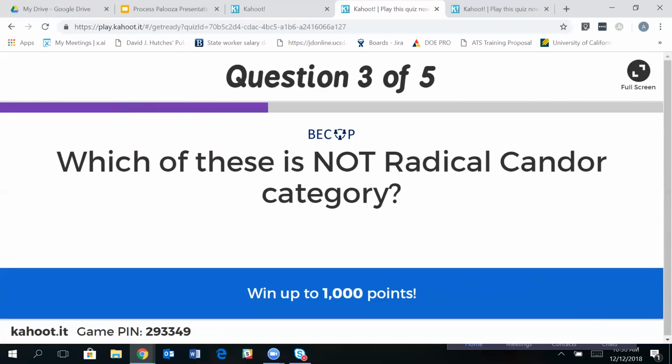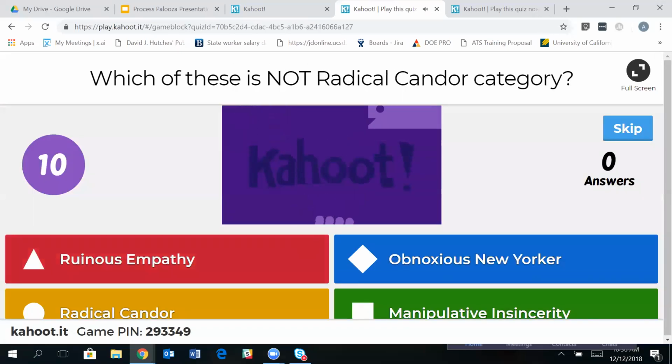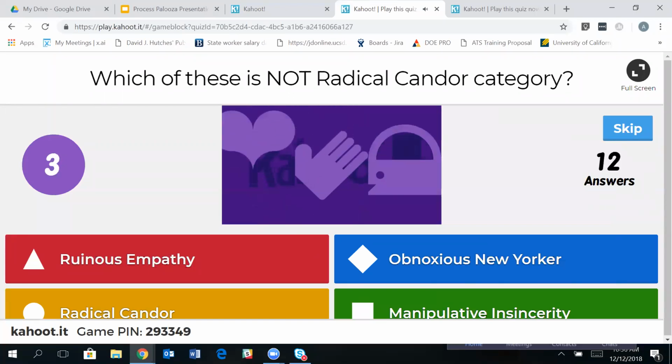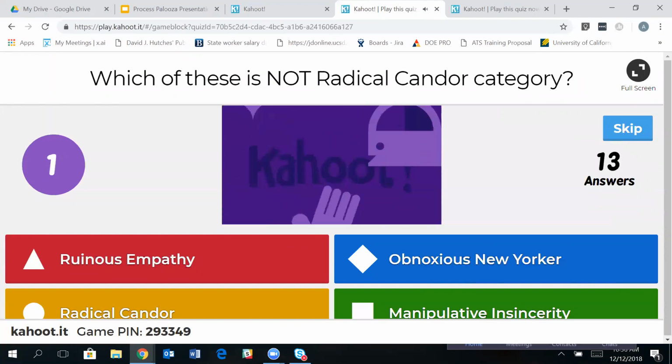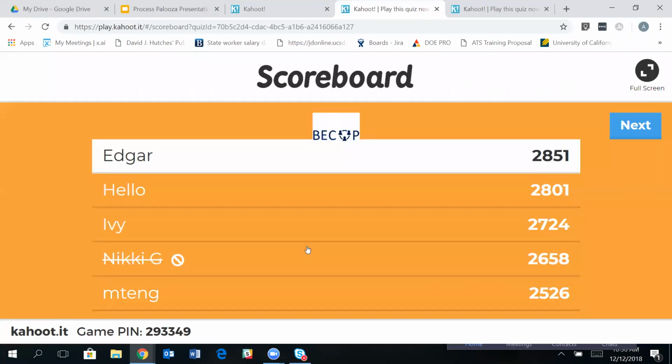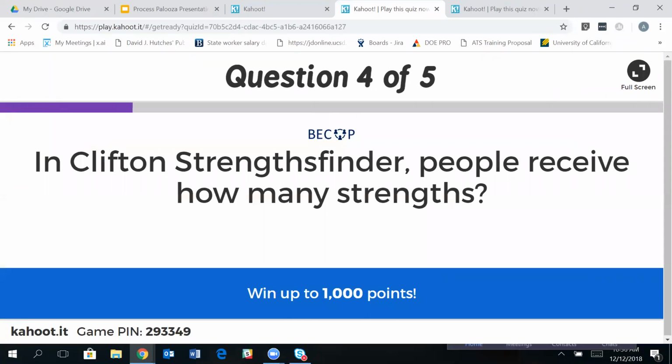Which of these is not a Radical Candor category? Rudeness, empathy, obnoxious New Yorker, Radical Candor, manipulative insincerity. Okay, it's okay because I'm a New Yorker, but this one's actually obnoxious aggression. You know, there's such a thing as a little too much candor. Oh, Edgar's in the lead. Good job. Come on, somebody break into the top 3. Hello, Kima. All right, 2 more questions.